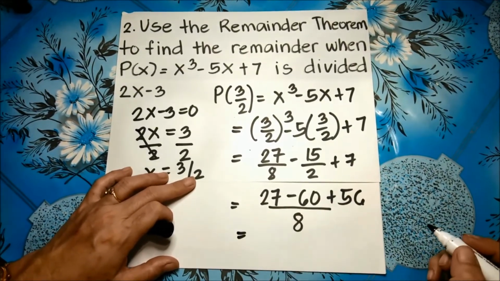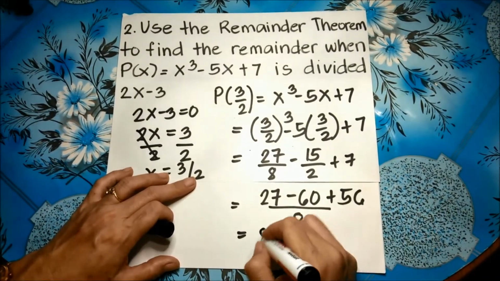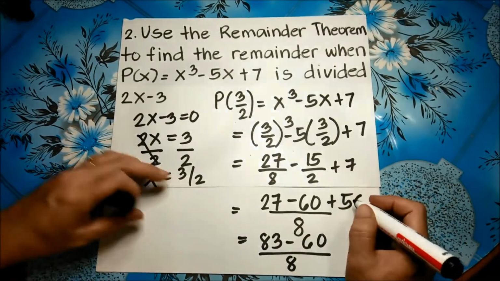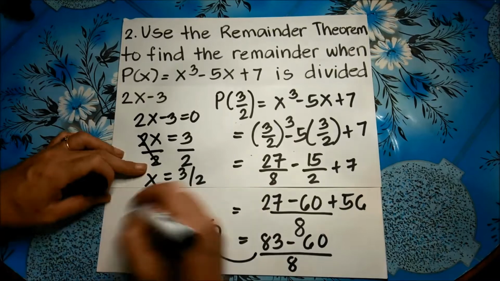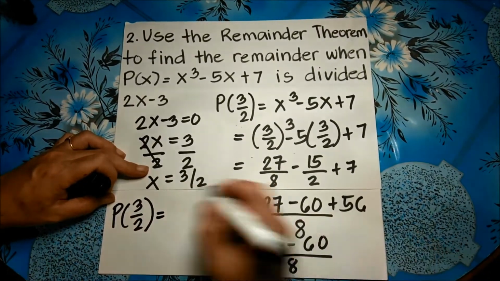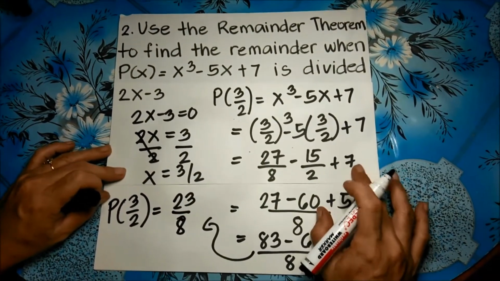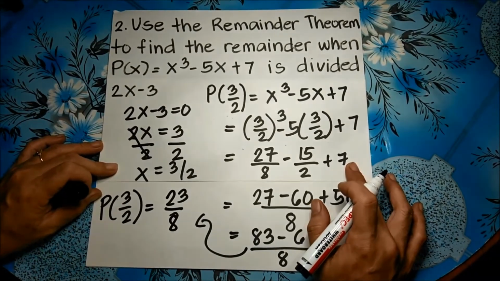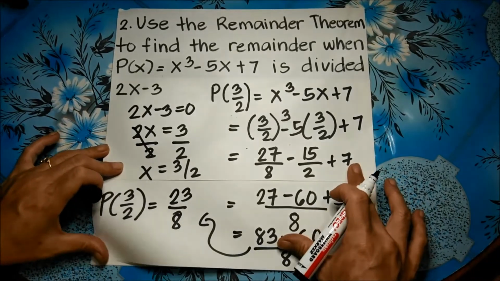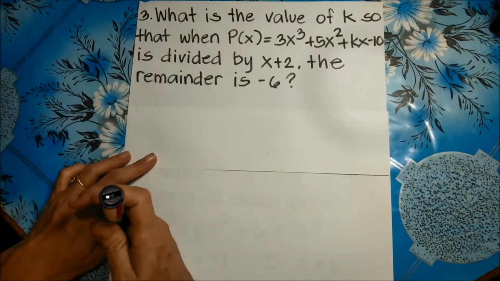So, simplifying, we have 27 plus 56 is 83 minus 60 over 8. Therefore, p of 3 halves is equal to 23 over 8. Or we say that the remainder is 23 over 8 when x cubed minus 5x plus 7 is divided by 2x minus 3. Go to number 3.